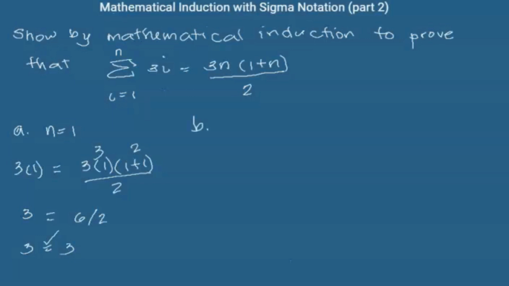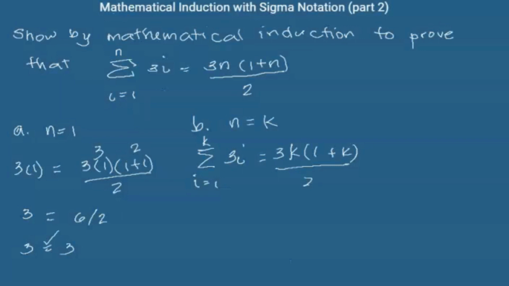Second step is to assume that the statement is true when n is equal to k. So our summation equation will be the summation of 3i, i is equal to 1 to k. So now the n will be 3k times (1 plus k) over 2.